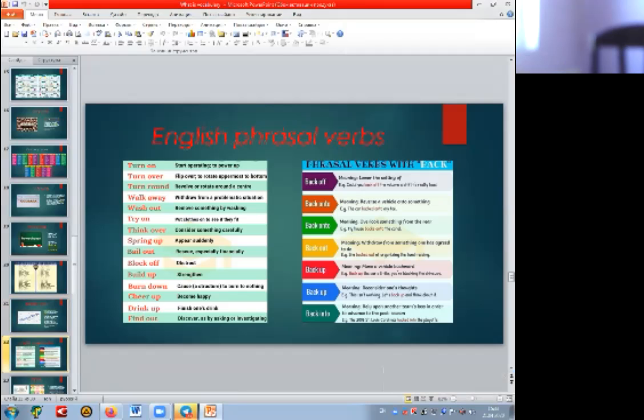And here are English common phrasal verbs, widely used in our speech. Turn on, start operating, or to power up. Turn over, flip over, and build up, strengthen, cheer up, become happy. And here also, back onto, overlook something from the rear.